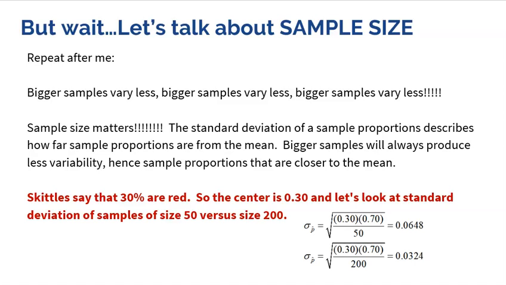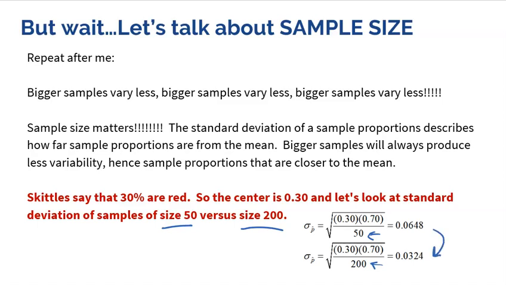If you don't believe me, look at this example. Let's suppose that 30% of all Skittles are red. So the center of the distribution would be that truth, 0.3. And the formula for the standard deviation. Now let's look at standard deviation for a sample size of 50 and a sample size of 200. So on top, again, we got a giant square root. On top goes the true p, 0.3, 1 minus that, 0.7. That doesn't change. But the bottom is the sample size. And when you divide by 50, as opposed to dividing by 200, you get a much smaller standard deviation.